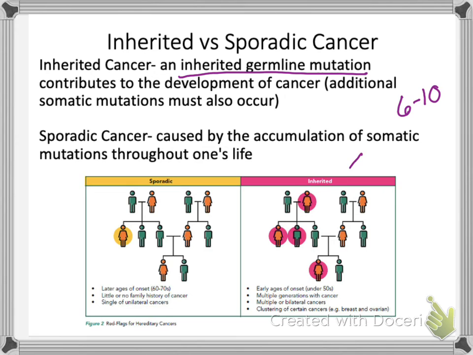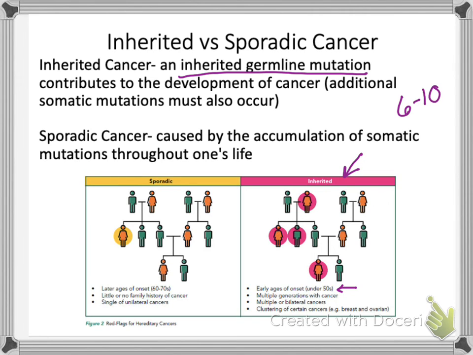So here you can see inherited cancer right here in this pink box. We often see an early onset, like I mentioned before, because you're one step closer, you develop cancer faster. We often see it in multiple generations within the family. We might see bilateral cancer, so that might be multiple people within the same generation who have cancer. And it might be a clustering of certain cancers. So certain genes tend to cause certain cancers more often.